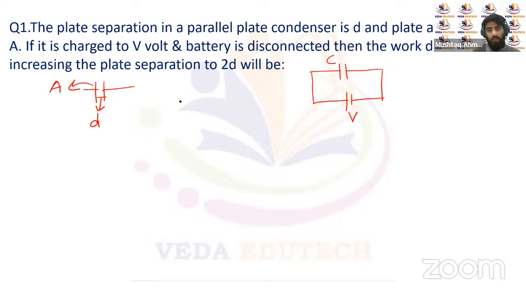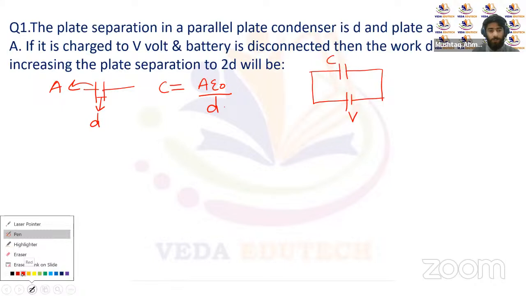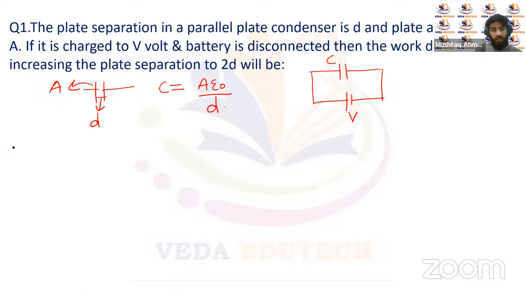We know that for a capacitor, the capacitance depends upon the area. That's A epsilon naught upon D, where D is the separation between the plates of the capacitor, right? So it depends upon two things. One is the area of the capacitor, another is the separation between the two plates of a capacitor, right? So the capacitance of the capacitor here will be A epsilon naught upon D, where epsilon naught is the permittivity of free space, right?